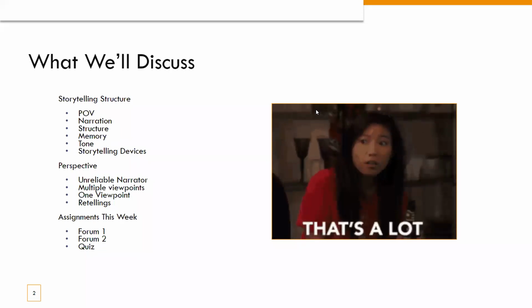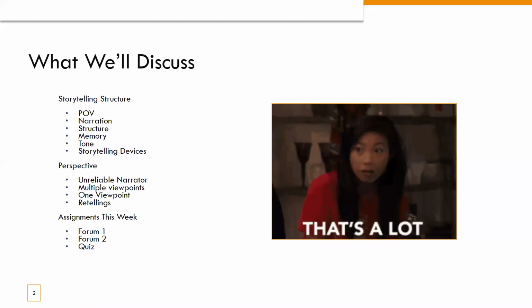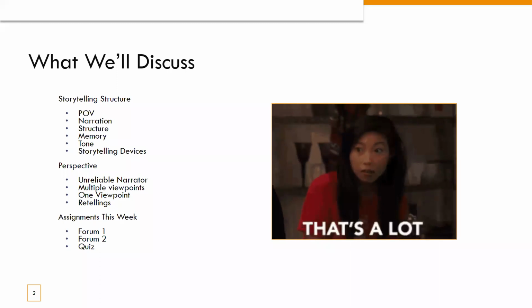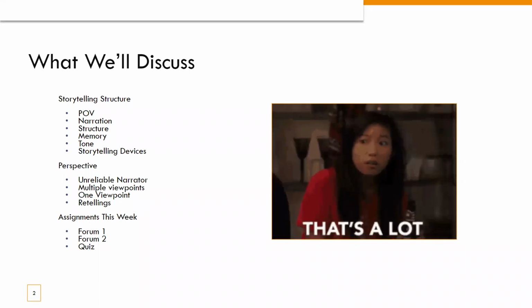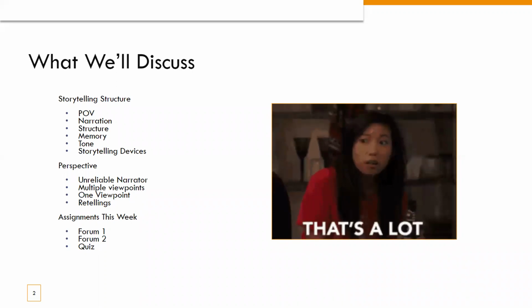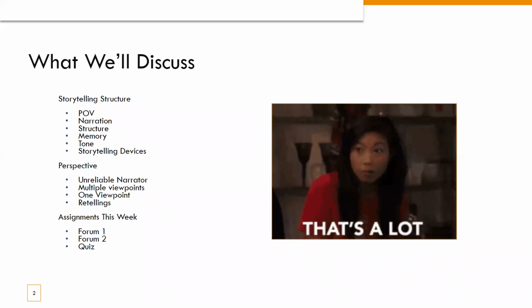So, story structure, what is it? It's basically all the parts of a story, and this can include varied styles like POV, narration, or other storytelling devices. We'll review these concepts along with perspectives and the assignments for this week. A review of story structure and perspective can aid in your analysis of subsequent stories for this course.